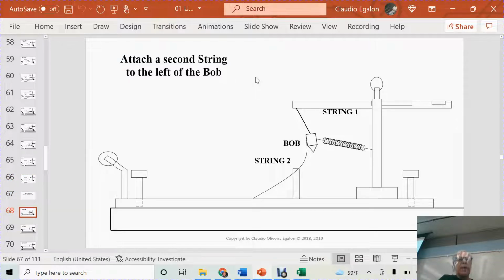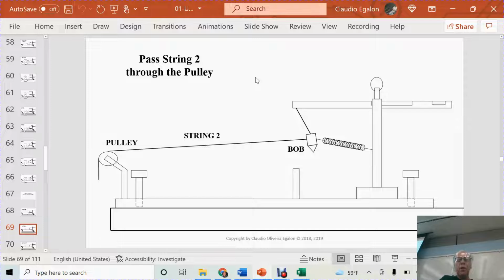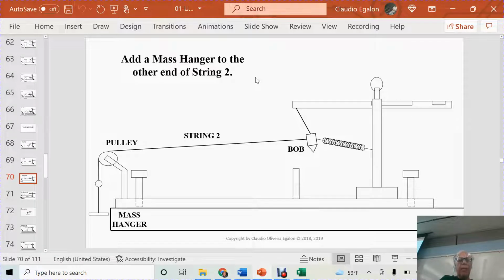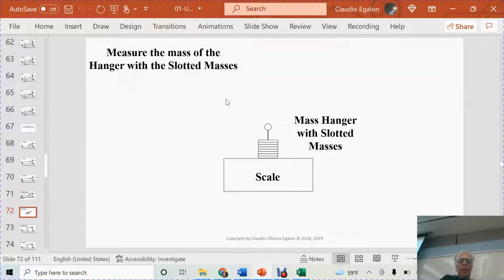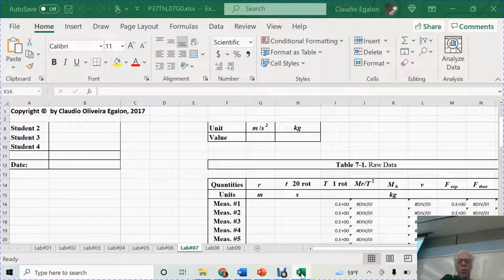Okay, so here we go: attach a second string to the left of the bob. The setup is not rotating. You are going to stretch it, hang the mass hanger, and add masses until the spring is horizontal, the string is vertical, and the tip of the bob is at the tip of the rod. We're going to measure the mass of the hanger, and that's what you document right here in your spreadsheet. Okay, watch out for the second digits.